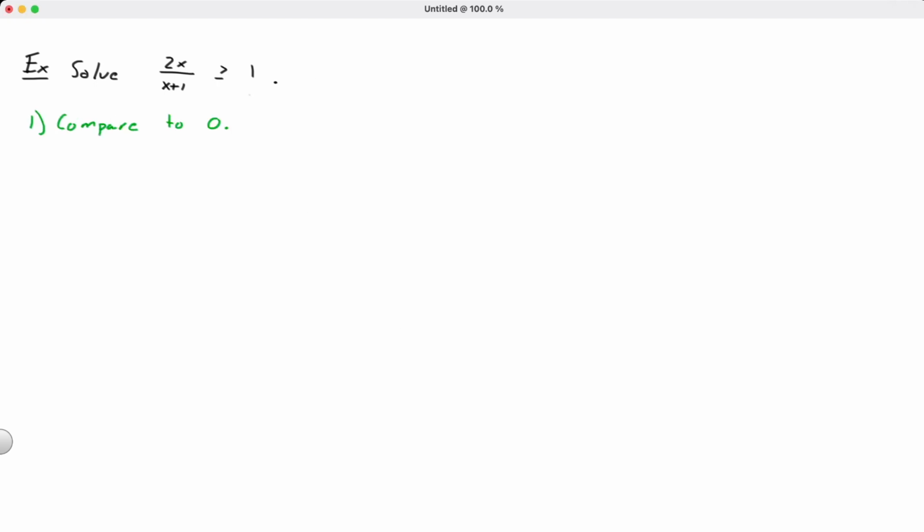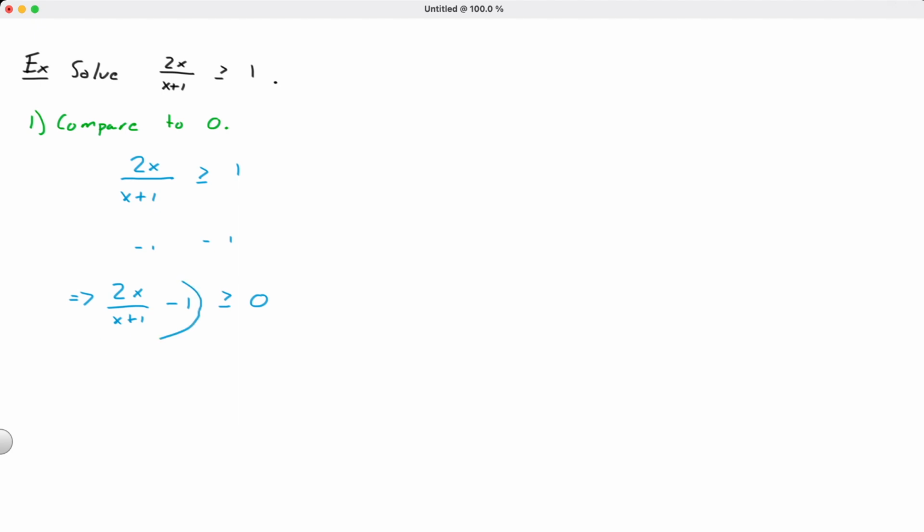And so we'll want to do a little bit of algebra here to get this in the form of f of x is greater than or equal to 0. And so if we start with 2x over x plus 1 greater than or equal to 1, we can do this by subtracting 1 from both sides. However, this is going to take an additional step compared to the last problem, right? Because now we have 2x over x plus 1 minus 1 is greater than or equal to 0.